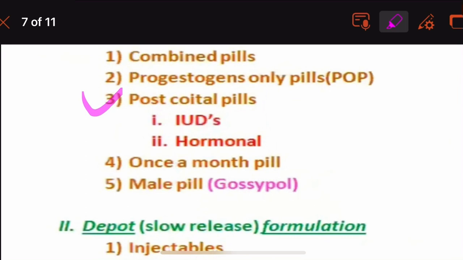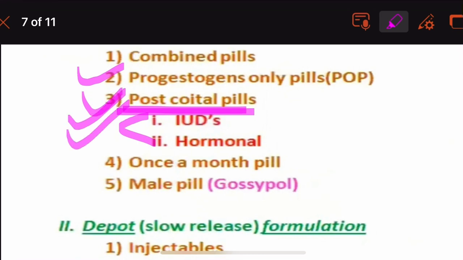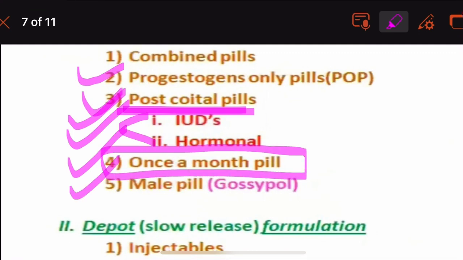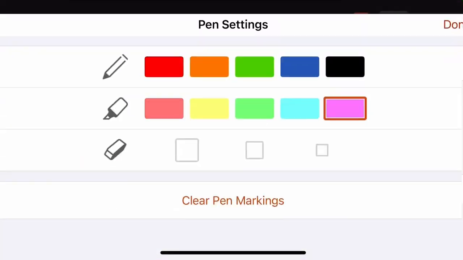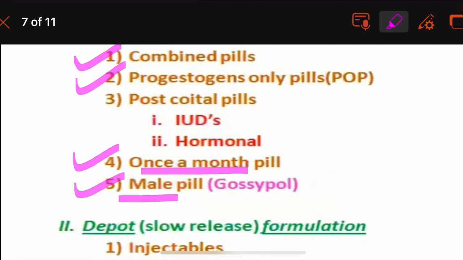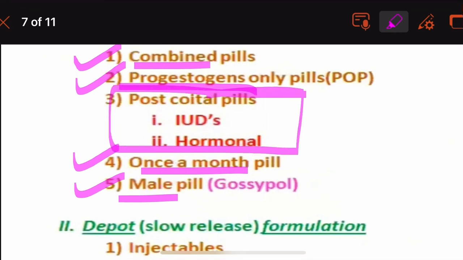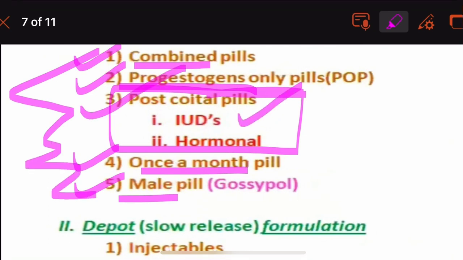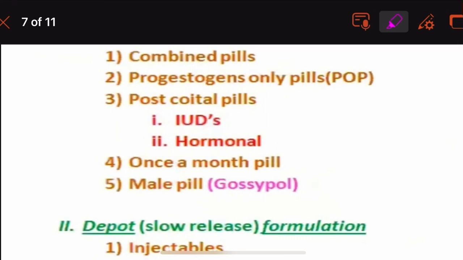Then we have the postcoital pill. Under the postcoital pills, we have IUDs and hormonal. And then we have the once a month pill. A male pill known as Gossypol is also available. So I hope it's clear: combined pill, progesterone only pill, once a month pill, male pill. Once a month, male, progesterone only, combined. The last one is the postcoital pill. You can remember it this way. All these four you can mention, and then write about the postcoital pill, which has IUDs and hormonal available.